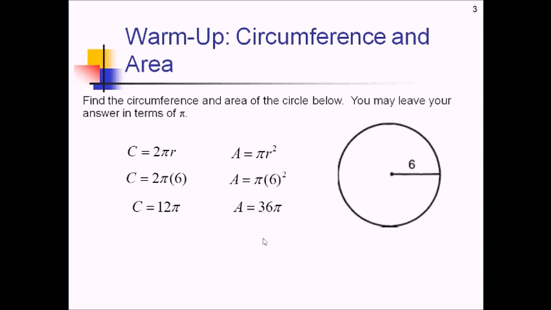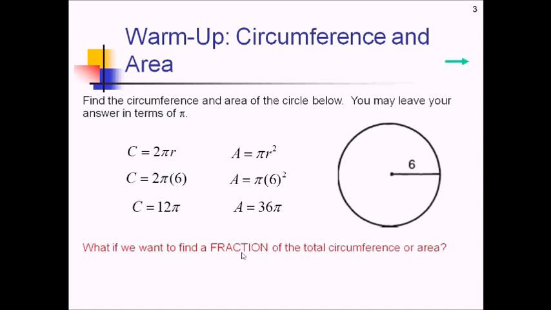Now the follow-up question here is, what if we want to find a fraction of the total circumference or the total area? How could we do that? Our general strategy on this one is we're going to use proportions, where we know part of the circle and the whole circle, usually the angles here, and we either know the whole circumference or part of the circumference or part of the area or the whole area. So this is the direction we'll be going with all this.